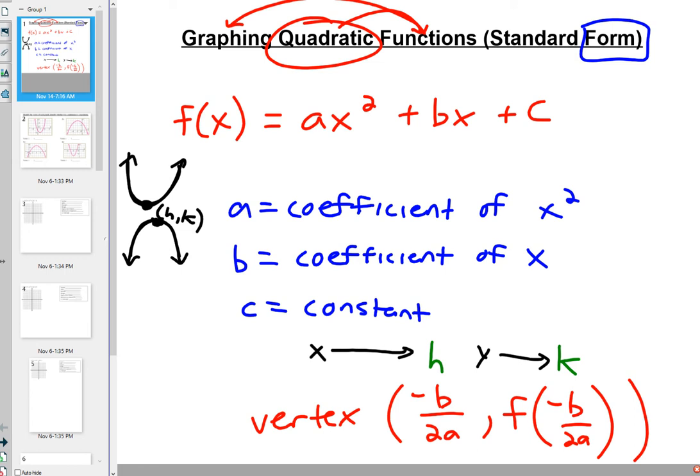The first one you would find is h, and the way you find h is negative b over 2a. If you know what a, b, and c are, you do negative b over 2a. And that gives you the x coordinate of the vertex.